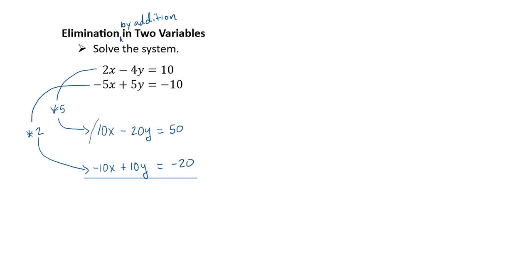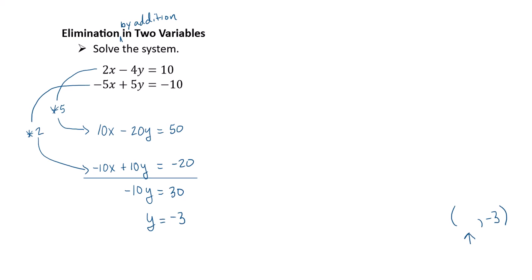When I add, those x values go away. My negative 20y plus 10y is going to be negative 10y, and 50 plus a negative 20 is 30. Dividing by negative 10 then, I get y equals negative 3. So normally you might think we were finished, except that I have my y, I still need to get my x.